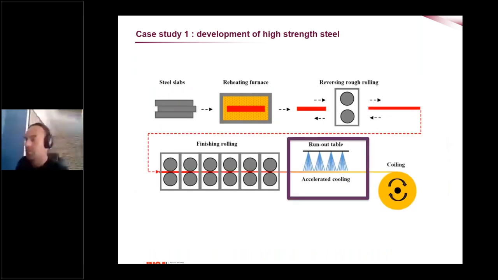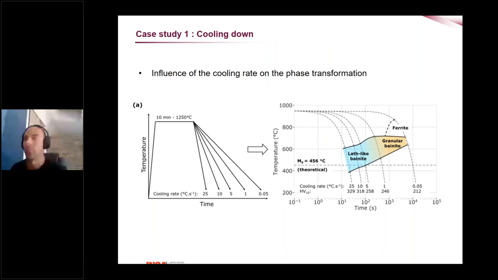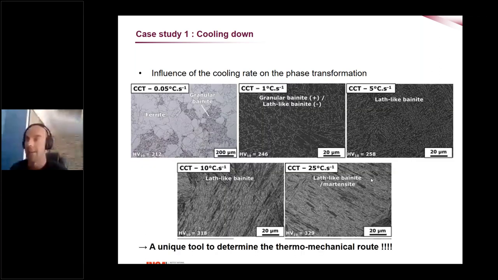Now, let's move to the next step of the thermo-mechanical route, which is cooling down. So we need to look at the influence of the cooling rate on phase transformation. We have done this type of experiment, which you have all done with the Gleeble, I guess. You just vary the cooling rate, and then you look at the microstructure. As you can see here, when you increase the cooling rate, you go from ferrite and granular bainite to lath-like bainite or even martensite, which makes sense, and you have an increase of the hardness, as you can imagine. This is kind of classical, but here you can see that you may have bainite already with a very low cooling rate, which is very interesting.